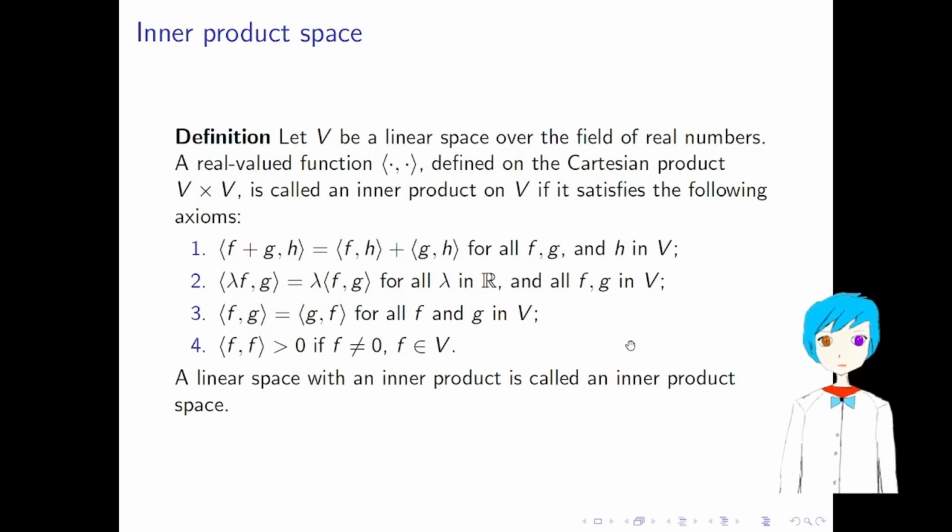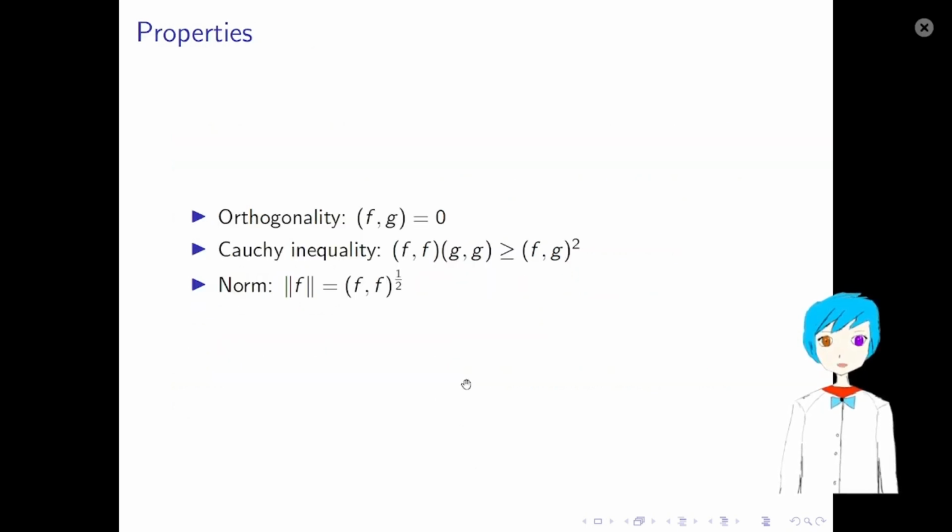First, what is an inner product space? Let V be a linear space. If we can define a real valued function on it, whose inputs are two elements in V, and it satisfies the linearity condition, that is (f plus g, h) equals (f, h) plus (g, h), the homogeneity condition (lambda f, g) equals lambda times (f, g), interchangeability (f, g) equals (g, f), and non-negativity (f, f) is greater than 0 if f is non-zero, then we call this function an inner product, and we call this linear space with the inner product an inner product space.